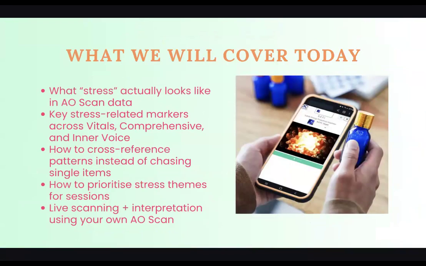All right, so what we're going to cover: what stress actually looks like in the AO scan, key stress related markers. So we're going to be looking at your inner voice, your vitals, and your comprehensive primarily. We will take a little bit of a look at body systems as well if we have time.